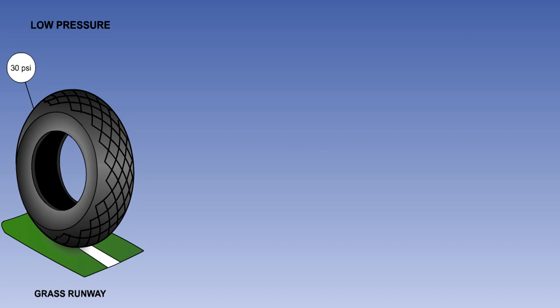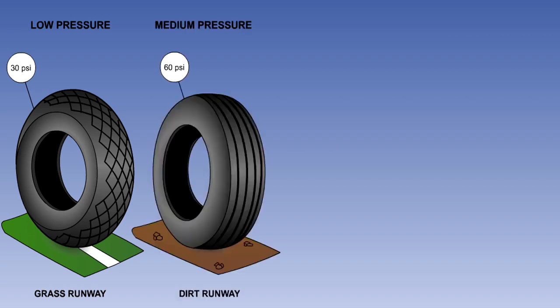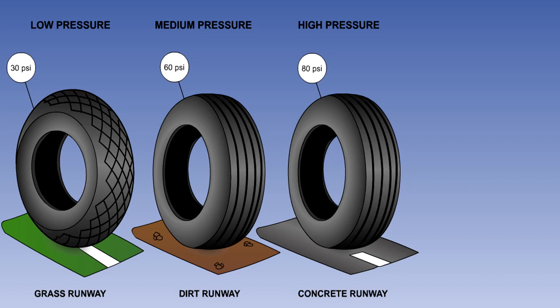These are fitted to aircraft using grass surfaces for takeoff and landing. Medium pressure tyres operate at a pressure of 35 to 70 psi, or 2.42 to 4.83 bar, and are used on grass surfaces or on medium firm surfaces without a consolidated base. High pressure tyres operate at a pressure of 70 to 90 psi, or 4.83 to 6.21 bar, and are suitable for concrete runways.